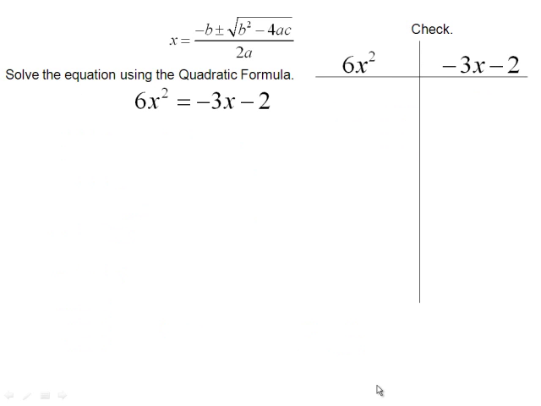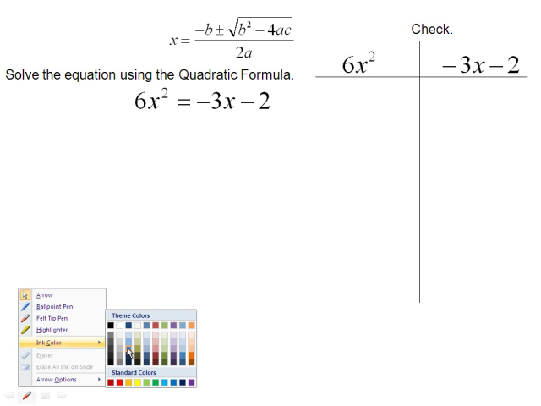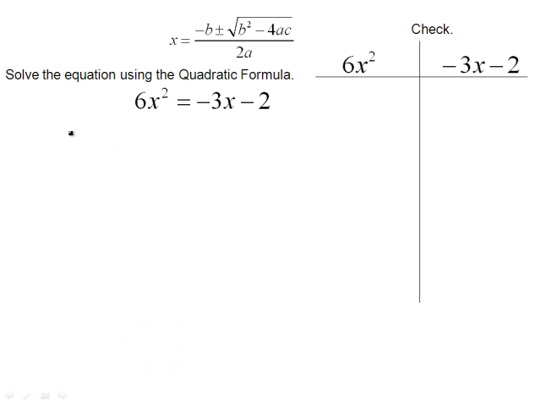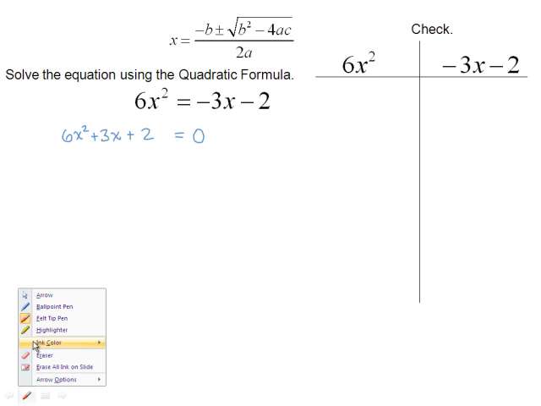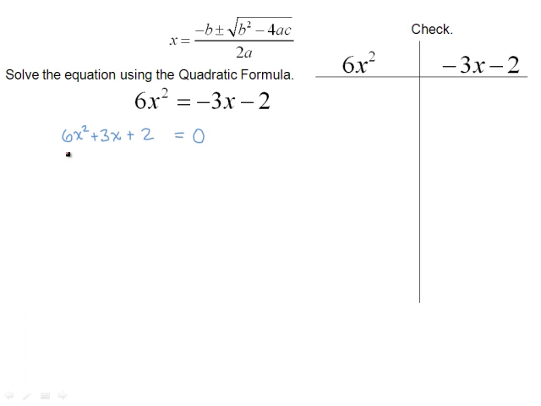Let's look at one more example. Again, we're going to solve this using the quadratic equation. Again, we'd like to get our terms in standard form, so we'll add 3x and 2 to both sides, and that'll give us 6x squared plus 3x plus 2 equals 0. And now that we have our equation in standard form, we can identify a, b, and c. So a is 6, b is 3, and c would be 2.